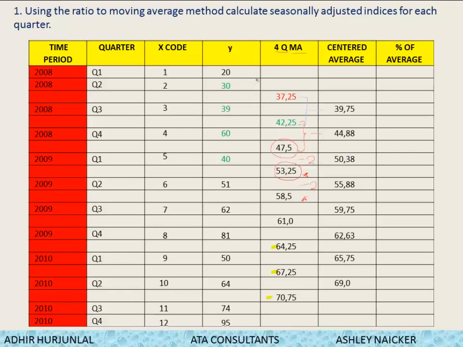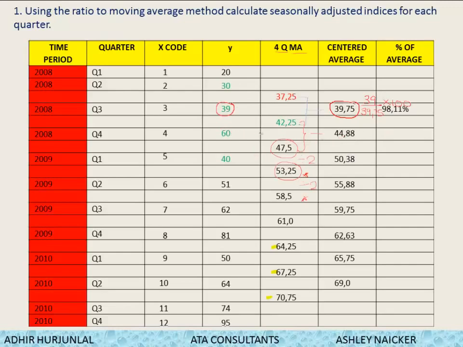For me to get the percentage average, I simply work with my original Y value. I work with the calculated centered average, and I work out the percentage of these two, which means I take the 39, I divide it by the 39,75, and I multiply it by 100, and that will give me a percentage, and the percentage that I get is 98,11%. Let me do one more.